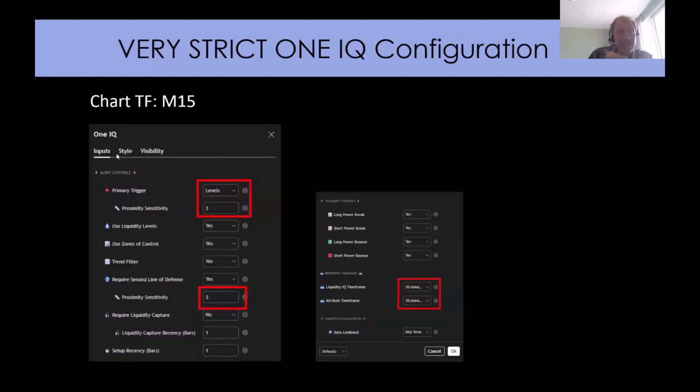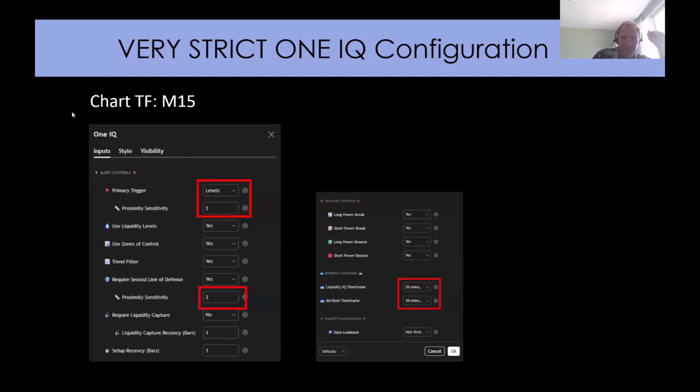Well, this is what I typically use. This is my configuration which I have set up right now for the indicator. And this is for day trading, I should say. For swing trading, it will be different. But for day trading futures, this is how I set up my indicator. And the things which are different from the defaults are highlighted here.